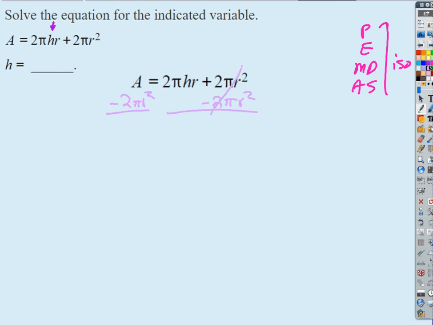Those go away. I get a minus 2 pi r squared equals 2 pi hr. Okay, last step then. Good, divide by 2 pi r. Cancels the 2, cancels the pi, cancels the r. And I get my h by itself, so there's my answer.